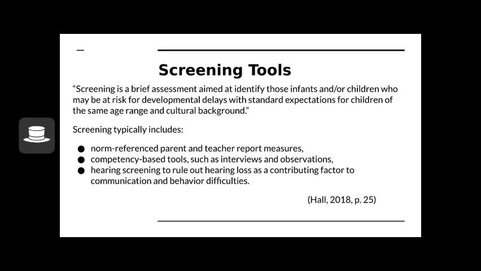In general, these screeners are norm referenced, which means they are comparing children to peers of the same age. They're competency based, and this means that they are based on skills and a progression of skills. They may use interviews and observations in order to determine the level of competence of a child on various skills. And then an important aspect of these screening tools is that hearing screenings are used to rule out hearing loss as any type of factor that could be affecting communication or behavior.